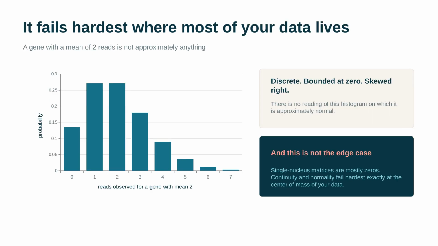It gets worse at the bottom of the range, which in single cell is most of the data. Take a gene with a mean of 2 reads. What do the values look like? 0, 1, 2, 3, 4. Discrete, bounded at 0 and skewed to the right. There is no version of that which is normal. The normal approximation needs enough counts for the discreteness to blur away, and a low-expressed gene never gets there.